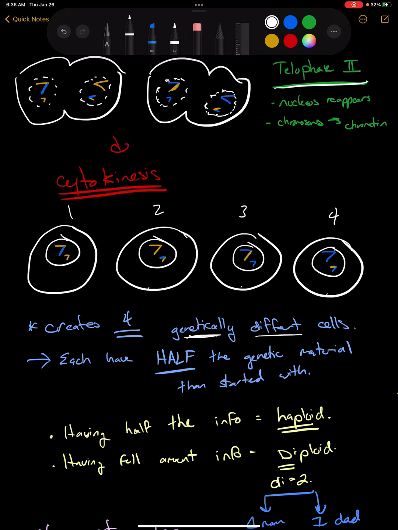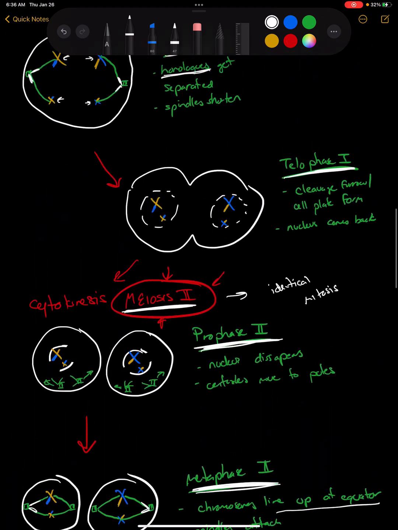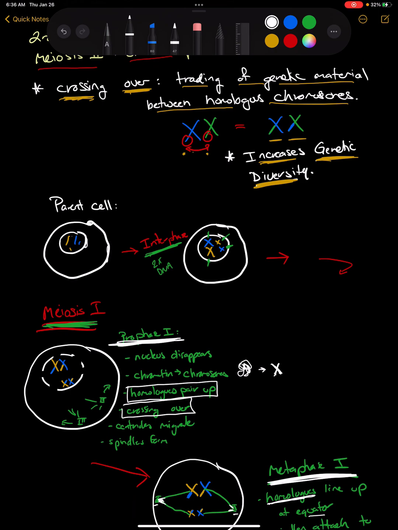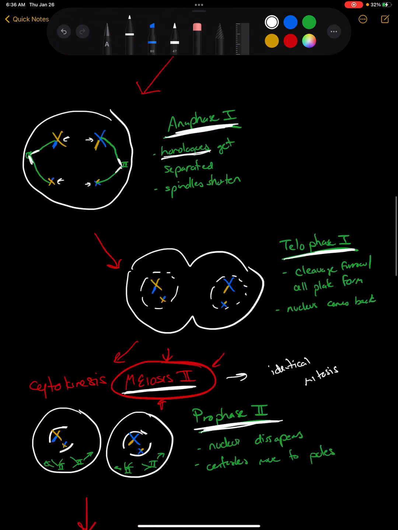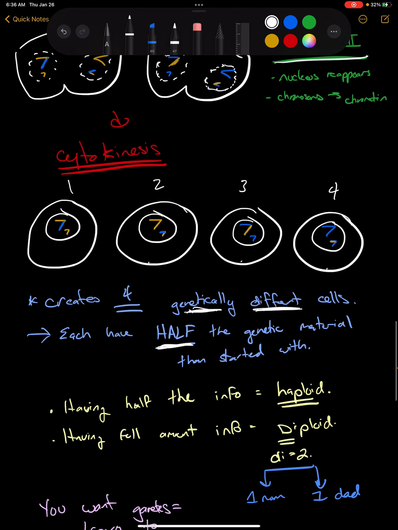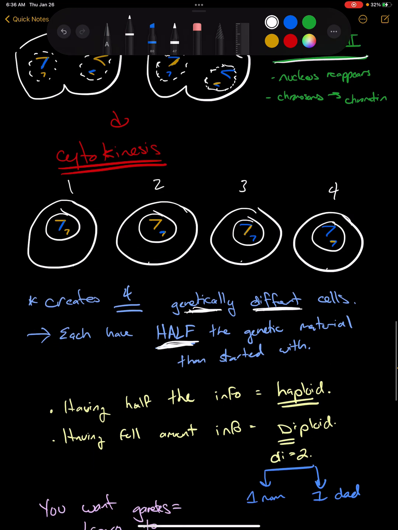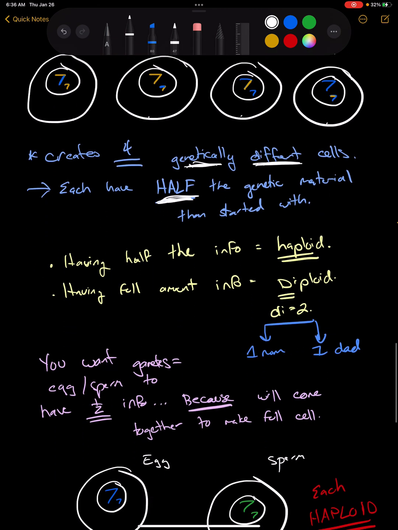Okay, so that's the big thing, genetically different. That's because of crossing over. Also, each of these cells has half the material I started with. So if I go way back up here to the parent cell, remember, I had 4 sticks in there. I had 2 big and I had 2 little. Now, all the way down here, I have 1 big stick and 1 little stick. So I have half the information, okay? Which is what I want to do.